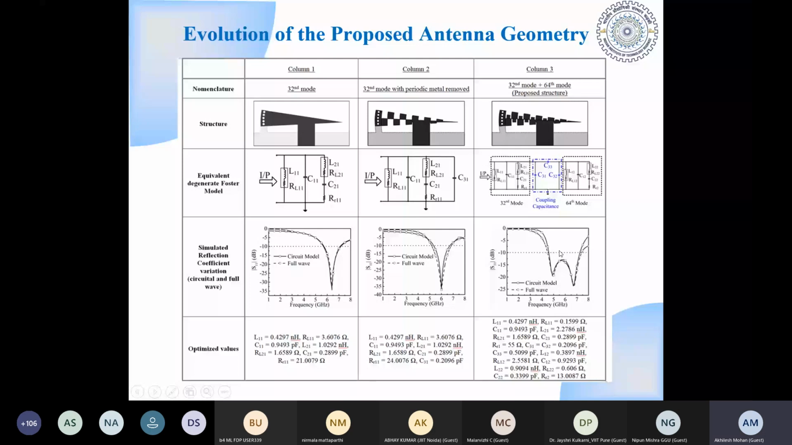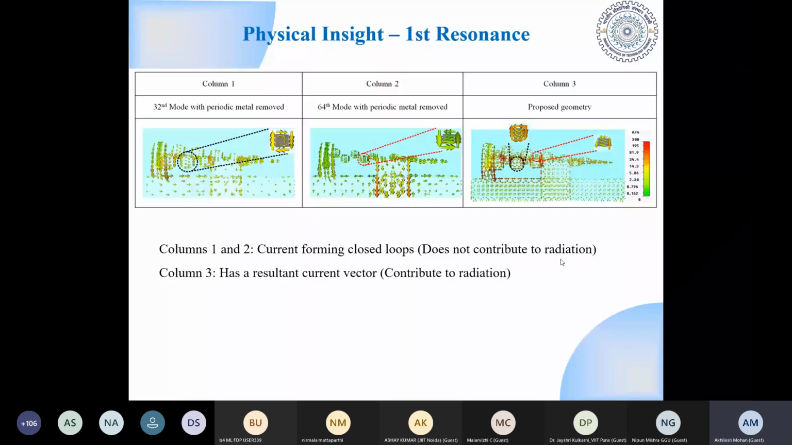Because SIWs are not good for narrow band... Because if we use a particular mode for the radiation, it will have a certain quality factor, and quality factors are high. If you have a high quality factor, then you will have smaller bandwidth. Now we have verified it, and it is having a similar radiation pattern.